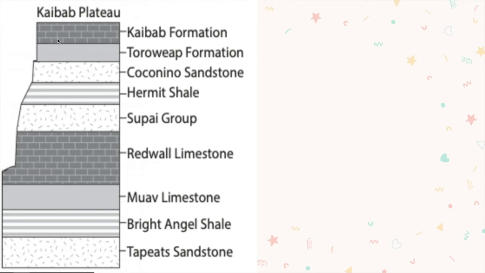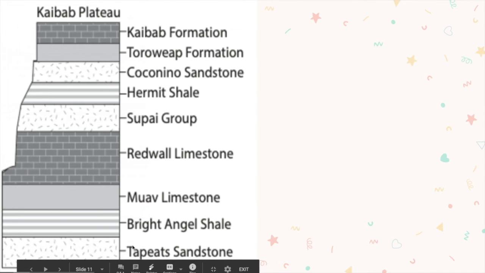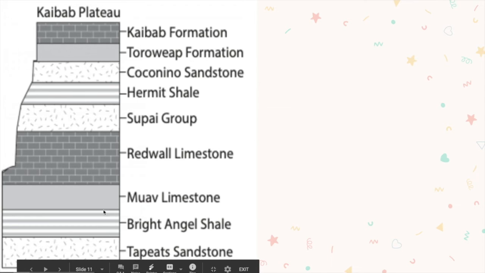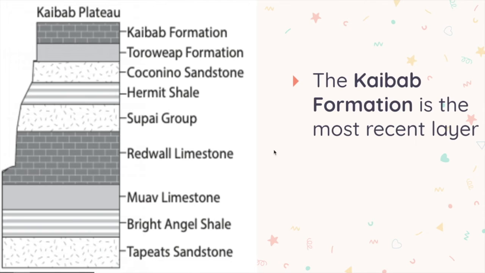Let's take a look at these different rock layers. There are 9 different rock layers in this plateau. The layers of rocks have built up on top of each other. The Kaibab Formation, which is the one at the very top, because of superposition, we know that this is the most recent and newest layer. The Kaibab Formation is at the top, and it tells us that it is the newest layer of rock.